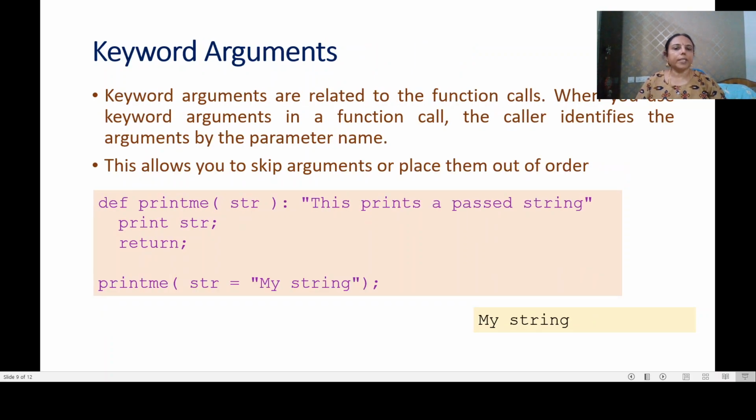Then keyword arguments are related to the function calls. See, here the ordering is not necessary. So you can skip the ordering and place the arguments in any order you want. Say for example, this has only one argument. Instead of passing simply the value, you can also mention the keyword, that is your argument name, equal to, and assign that value. So this is what you mean by keyword arguments.